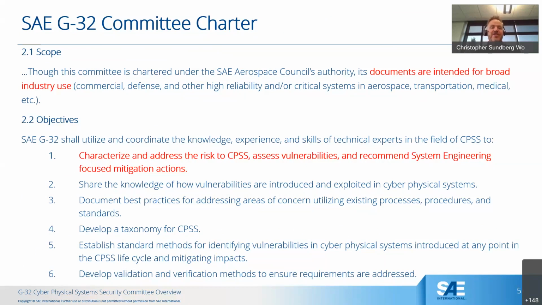The objectives around SAE G32 are really to coordinate the knowledge, experience, and skills in cyber physical system security, to assess vulnerabilities, recommend system engineering focused mitigation actions, share knowledge of how vulnerabilities are introduced and exploited in cyber physical systems, document best practices for addressing areas of concern utilizing existing processes, procedures, and standards, develop a taxonomy for cyber physical system security, establish standard methods for identifying vulnerabilities in cyber physical systems introduced at any point in the cyber physical systems security engineering lifecycle, and mitigating those impacts, and then develop validation and verification methods to ensure those requirements are addressed.